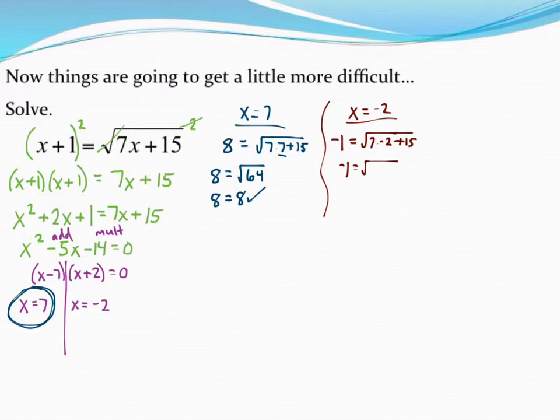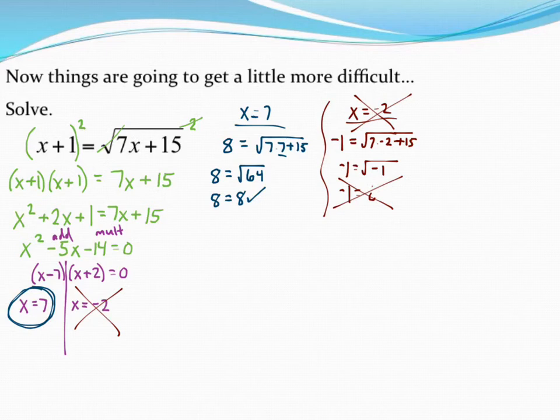So 7 times negative 2 is negative 14. And adding 15 to that gets me 1. Negative 1 is not equal to the square root of 1... actually, I get negative 1 on the left and the square root of negative 1 on the right, and the square root of negative 1 is i. So it turns out we get a false statement, meaning negative 2 is an extraneous solution. I need to reject it. So make sure you go back to your original work and cross out that negative 2. There's only one single answer for this, and that is 7.